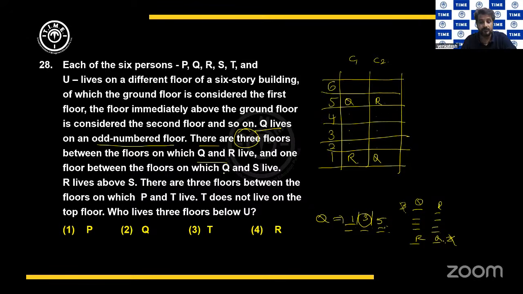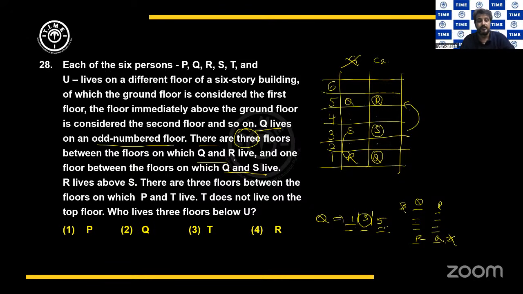And 1 floor between Q and S. So Q, 1 gap, S. Q, 1 gap, S. R lives above S. Yeah, R is living above S. In this case, R is living below S. So case 1 is ruled out. Now coming to case 2. R, S, Q.